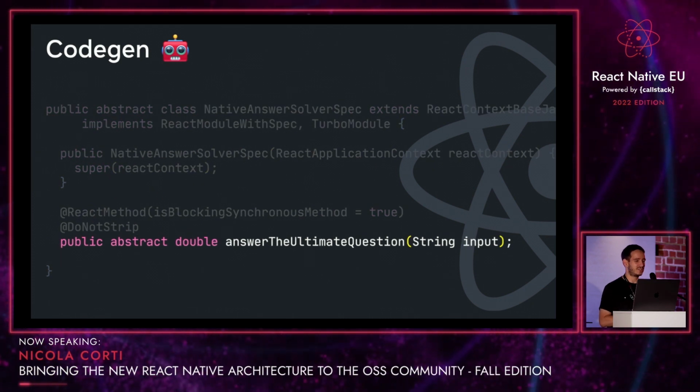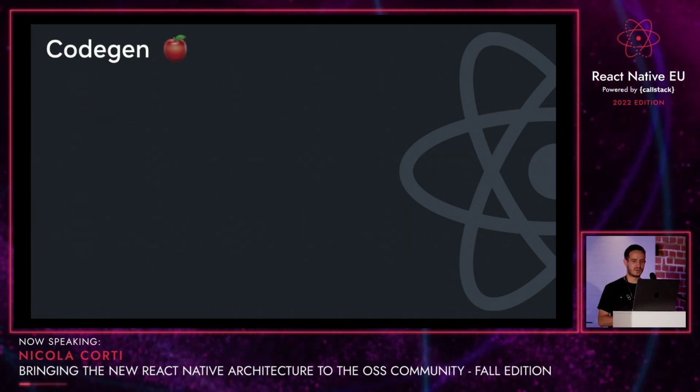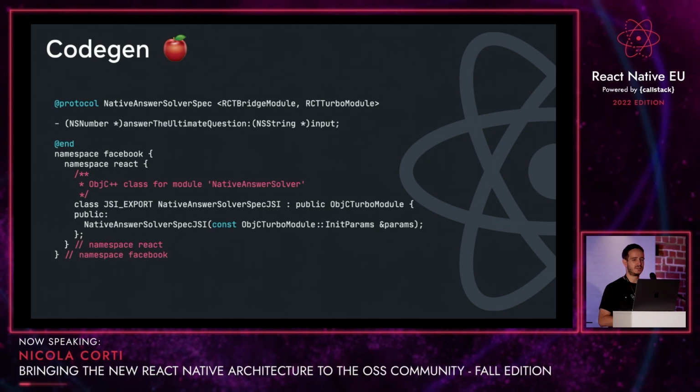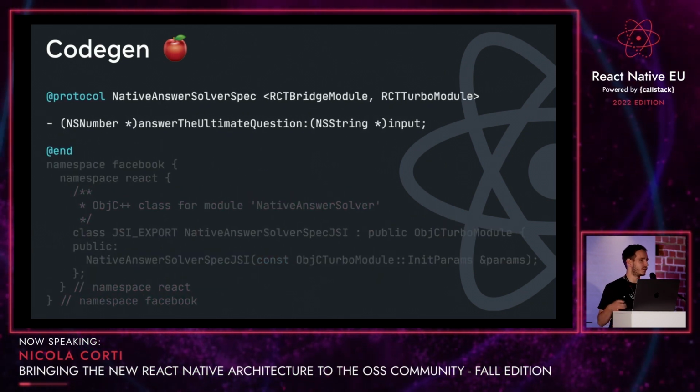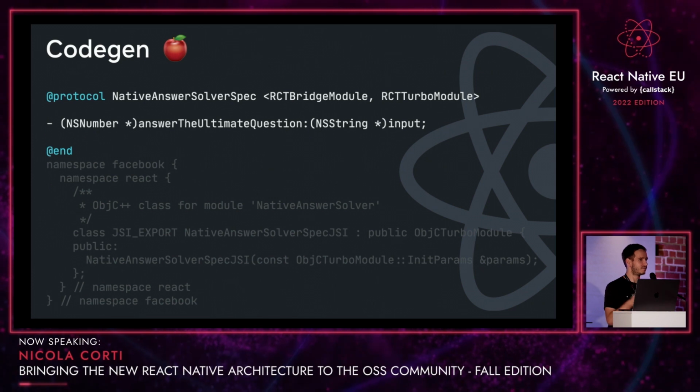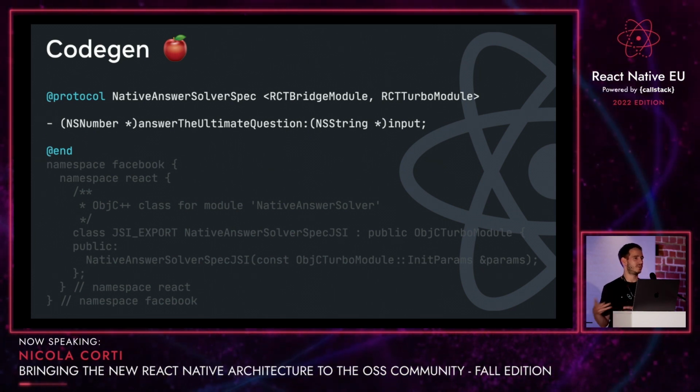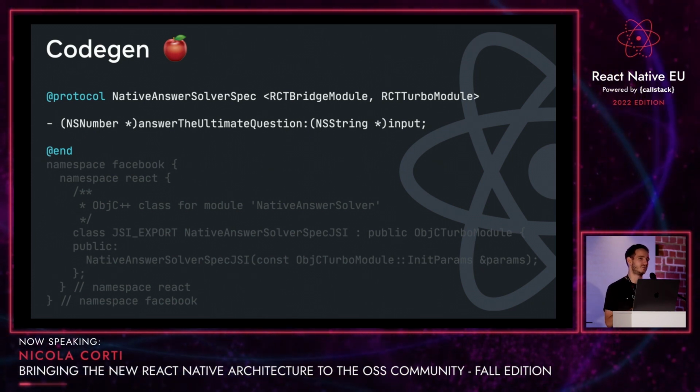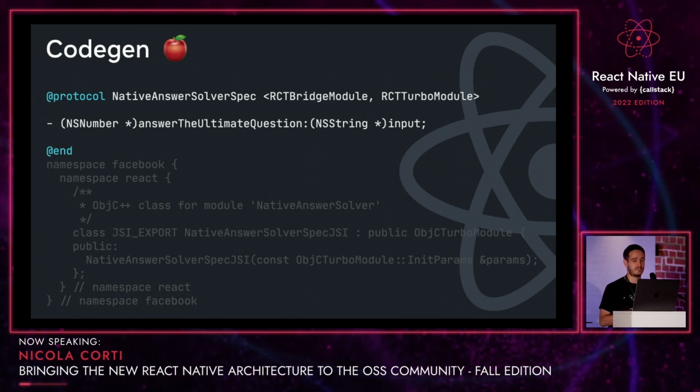On iOS, the situation is similar. We create a protocol with, again, the same function. We convert the JavaScript or TypeScript types to the platform-specific ones, and then we leave to you the job of implementing the business logic.